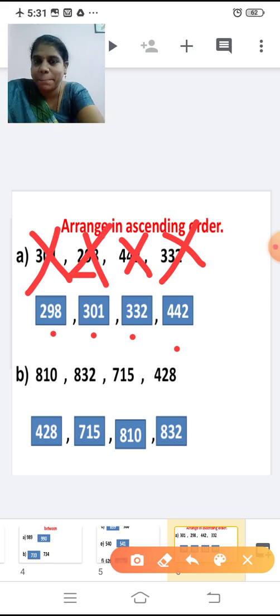How will you compare numbers? How will you arrange the numbers in ascending order? You have to write the numbers from the smallest to the biggest.